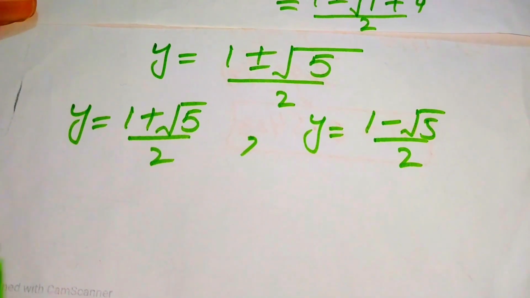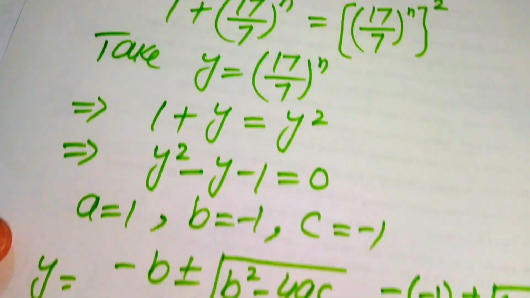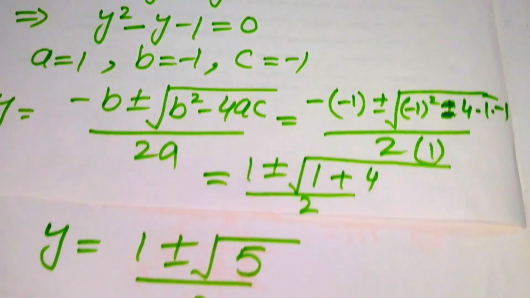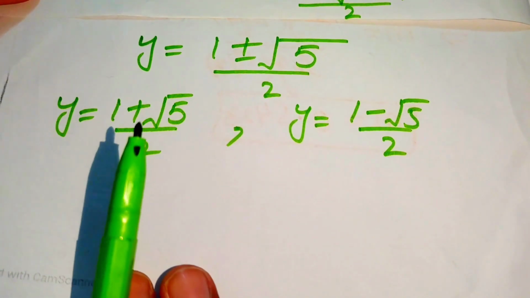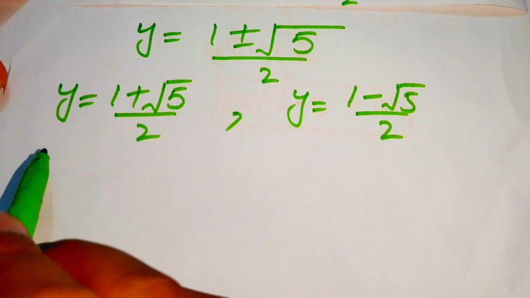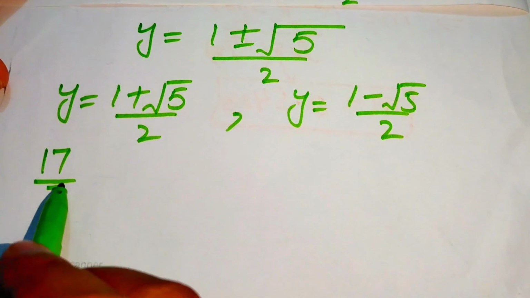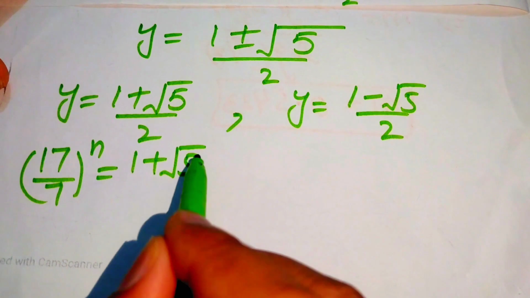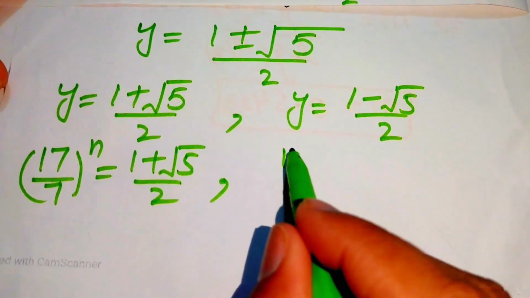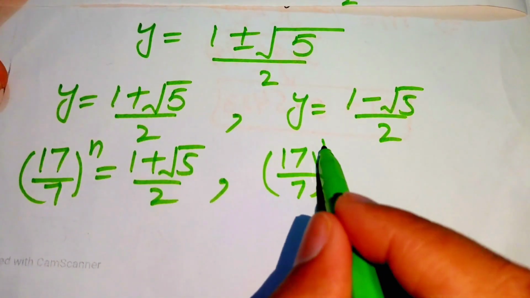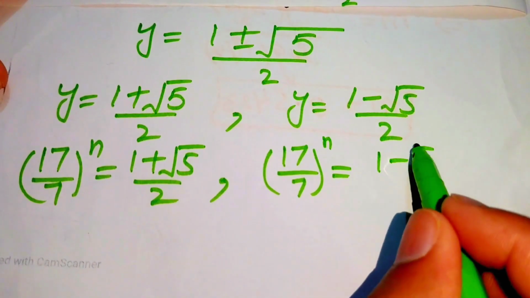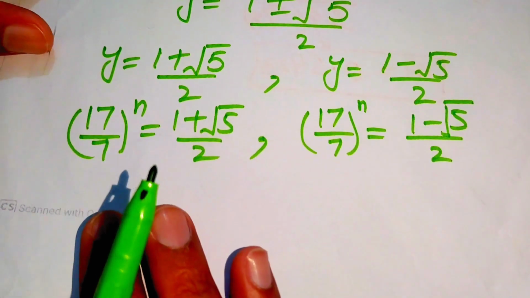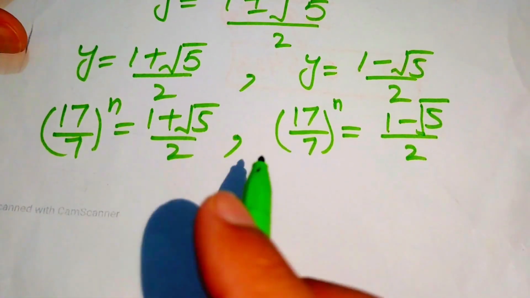Now we back substitute the value of y. We know that y is 17 over 7 to the power n. So we substitute this value of y here, and we get 17 over 7 to the power n equals 1 plus the square root of 5 over 2. Similarly, in the other case, we have 17 over 7 to the power n equals 1 minus the square root of 5 over 2. First we focus on the second case.